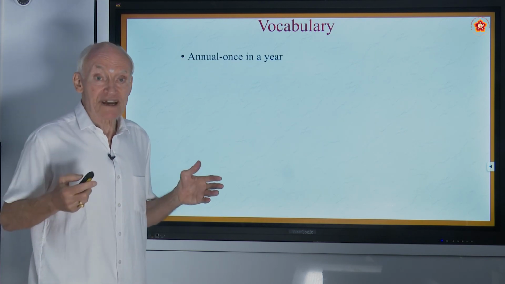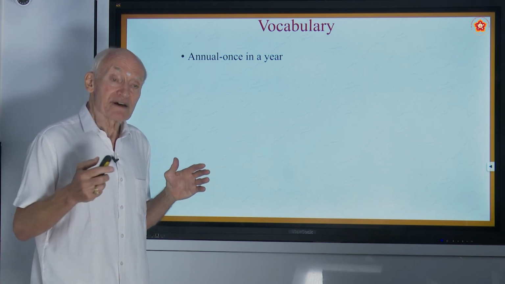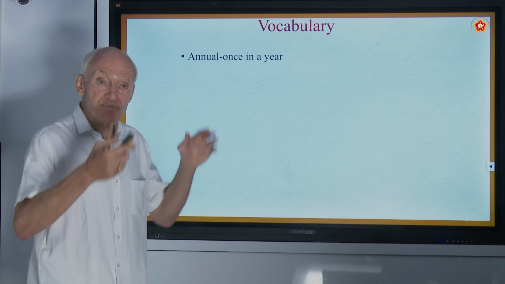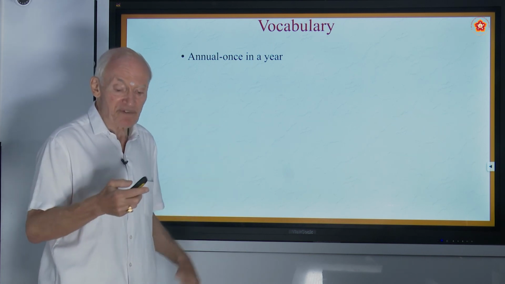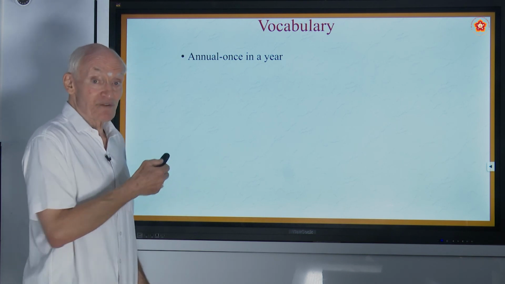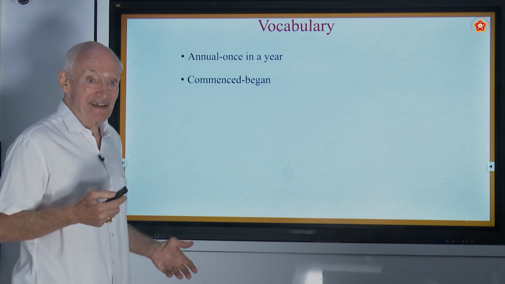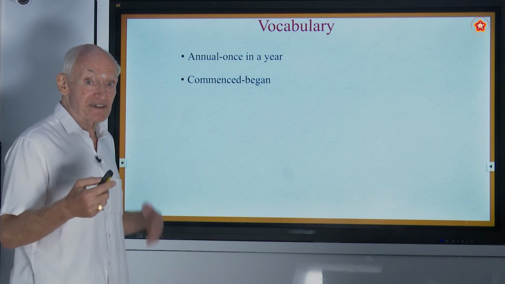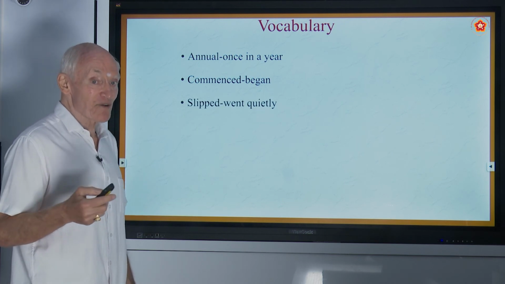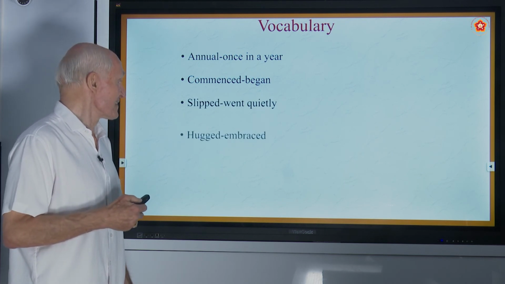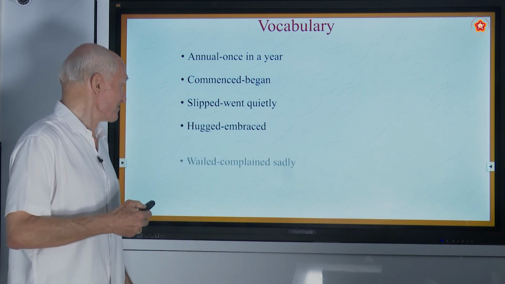So let's go over the vocabulary. A lot of vocabulary in this chapter, okay? And what's nice about NIOS, they put it in context. So we learn the words in context. It's easy to remember the meaning that way. Annual, once a year. Commenced, began. Okay, before the program commenced, this is when all these events took place. Slipped, went quietly. Hugged, the embrace. Nice to get a hug.